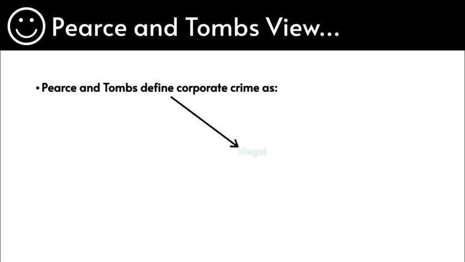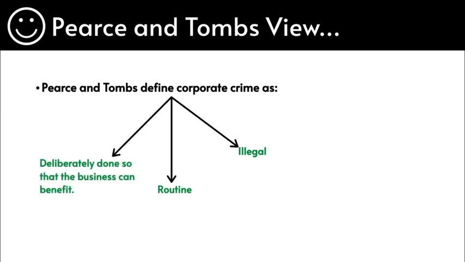Okay, so we begin with the content now, which is the strong content. So, Pearce and Tombs are sociologists and they have developed various different theories. One of their theories is that they define corporate crime, and they refer to corporate crime as A, illegal, B, routine, and C, deliberately done so that the business can benefit.